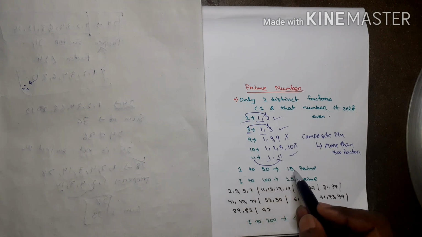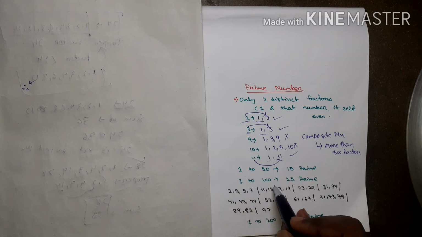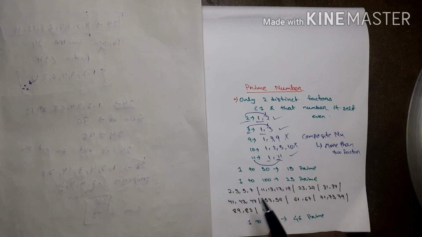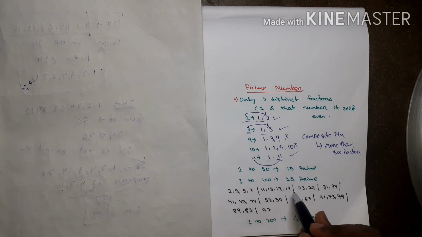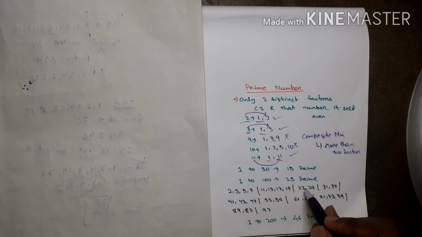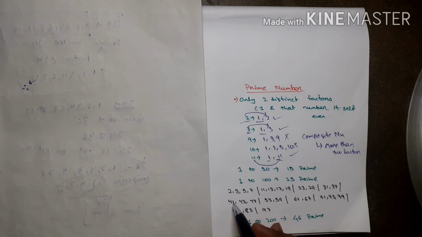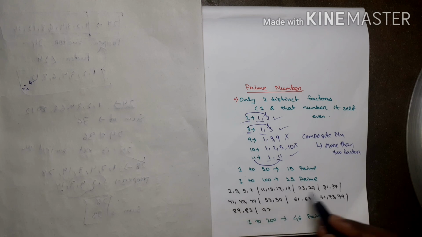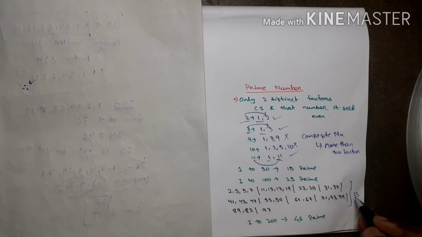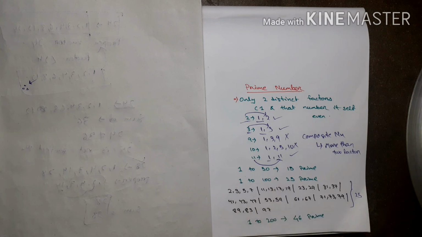Between 1 and 50 there are 15 prime numbers. Between 1 and 100 there are 25 prime numbers. Let's see. 0 to 10: 2, 3, 5, 7. 10 to 20: 11, 13, 17, 19. 20 to 30: 23, 29. 30 to 40: 31, 37. 40 to 50: 41, 43, 47. 50 to 60: 53, 59. 60 to 70: 61, 67. In this way, there are 25 prime numbers between 1 and 100.